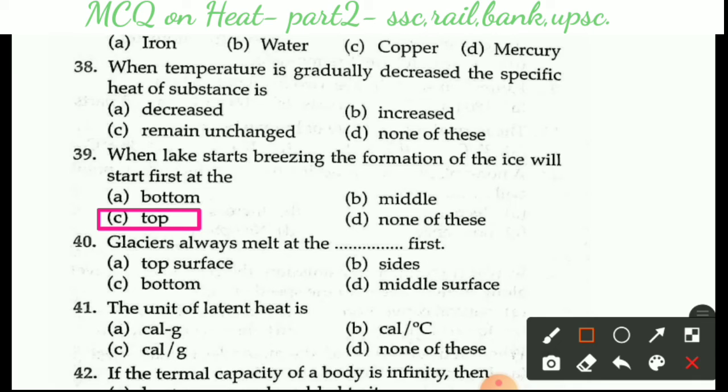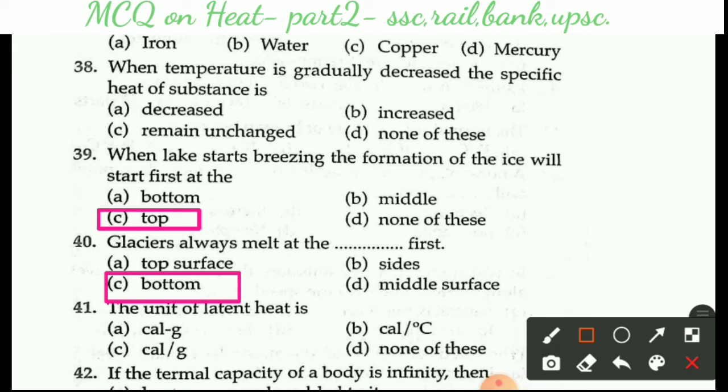Next question is question number 40. Glaciers always melt at the dash first. A: top surface, B: sides, C: bottom, D: middle surface. Right answer of question number 40 is C, bottom.